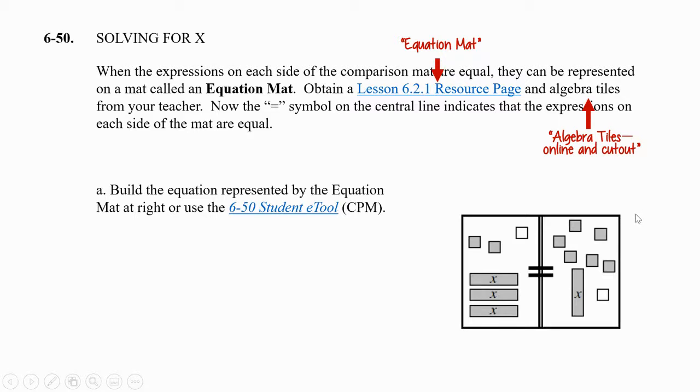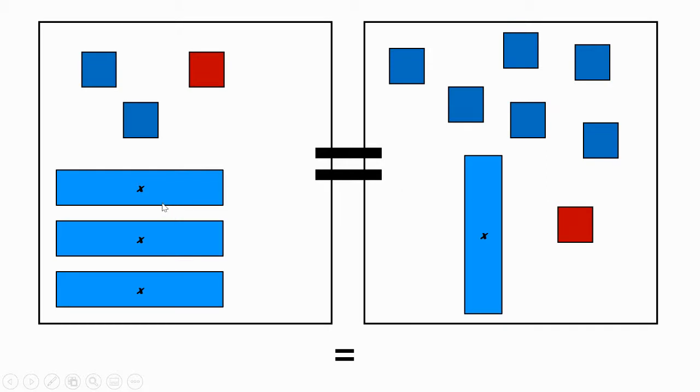All right, so build the equation represented by the equation mat, and that is done here. These rectangles here are our x tiles. They represent my variables. These squares are my unit tiles, right? They represent my numbers, the constants. Remember, if it's blue, it is positive, and if it's red, it is negative.